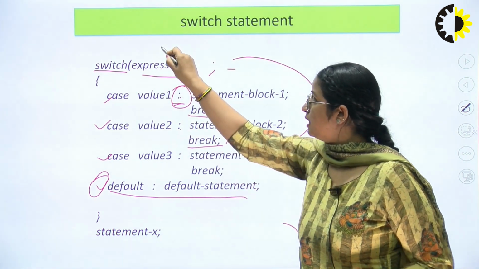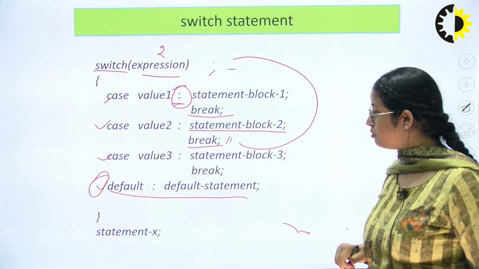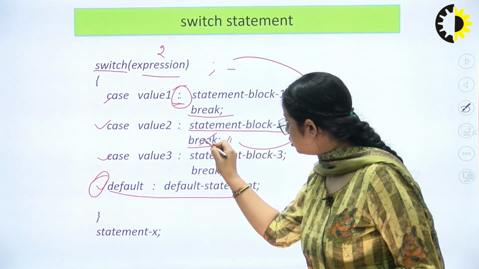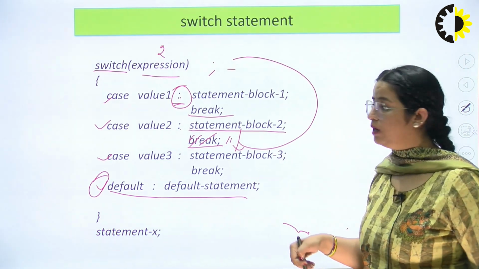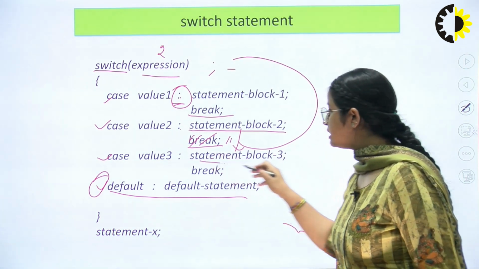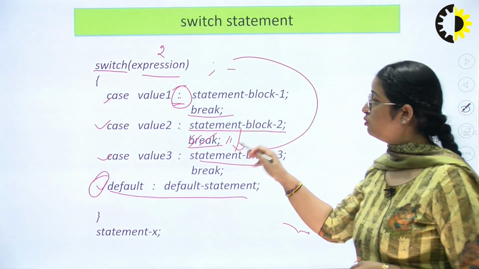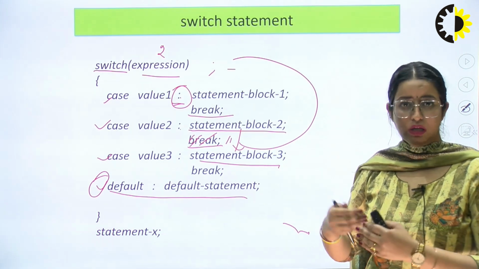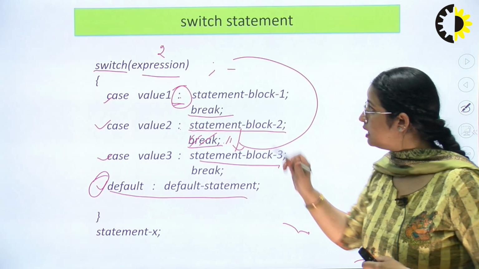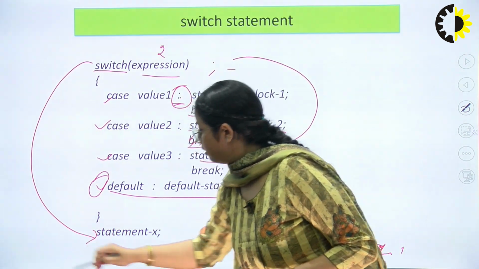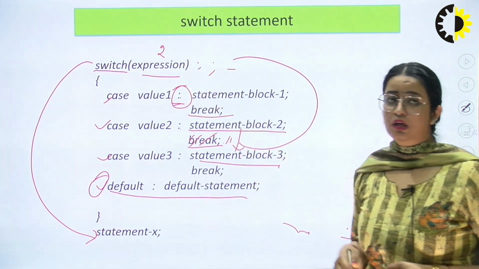Suppose you choose case 2 and it will execute this statement block. Then if you are not using the break here, the control will go into case 3 automatically, and statement block 3 will also be executed. That's why we use the break. Break basically comes out of the execution. Here we are using break, it just comes out here only. And we do not apply any semicolon here.